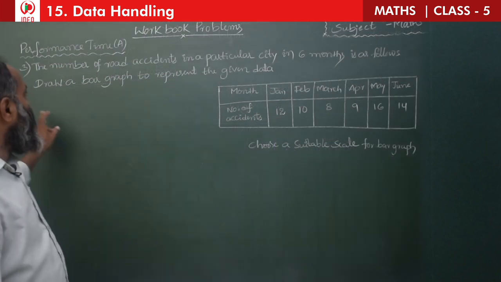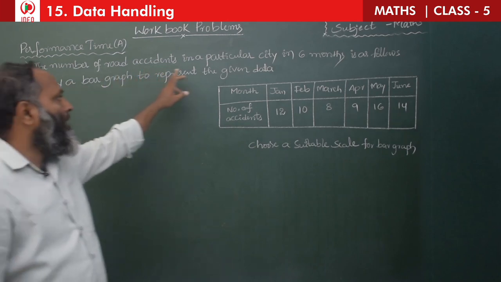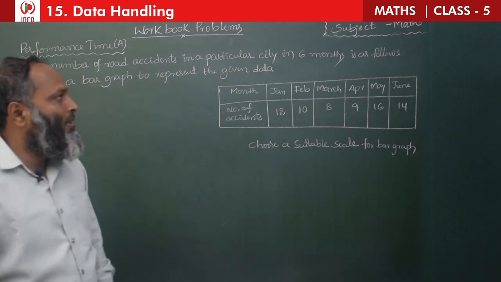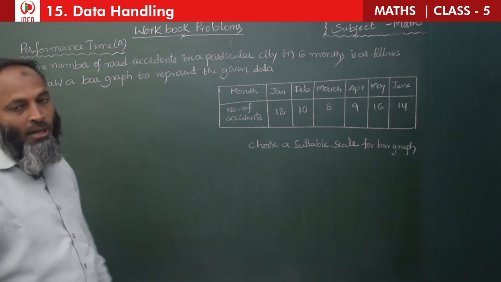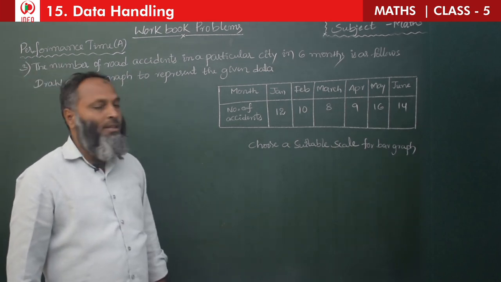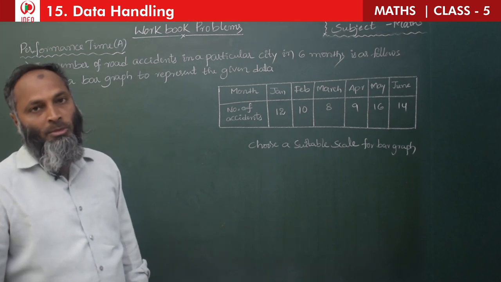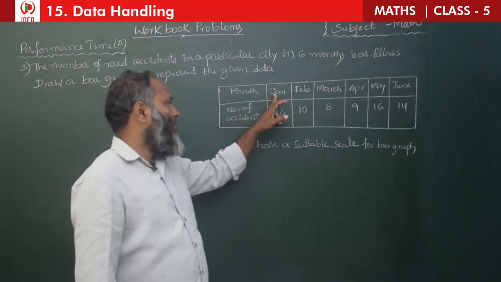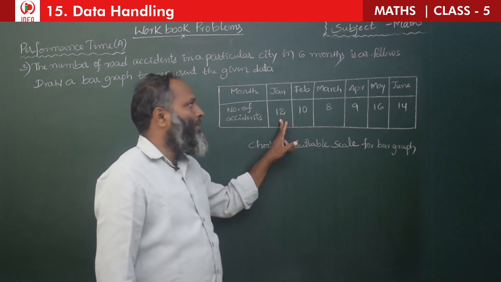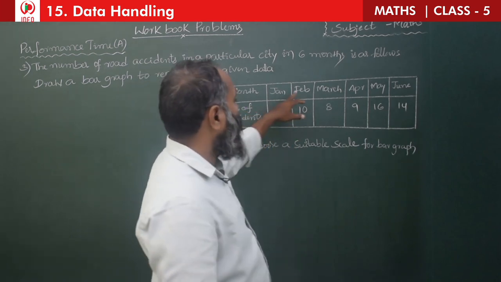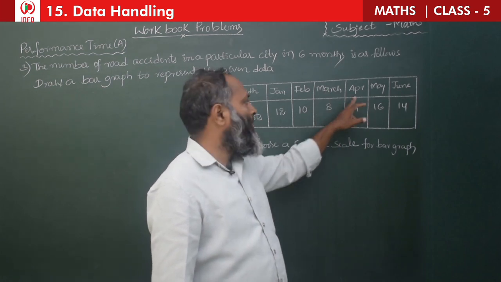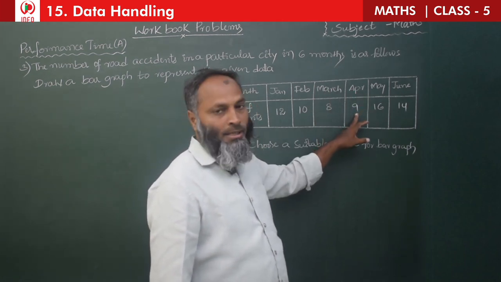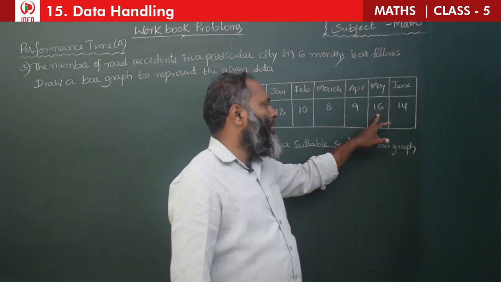Now students, the next question is: the number of road accidents in a particular city over 6 months is as follows. Draw the bar graph. The number of accidents in each month is given. In January, 12 accidents took place. In February, 10 accidents. In March, 8 accidents. In April, 9 accidents. In May, 16 accidents.